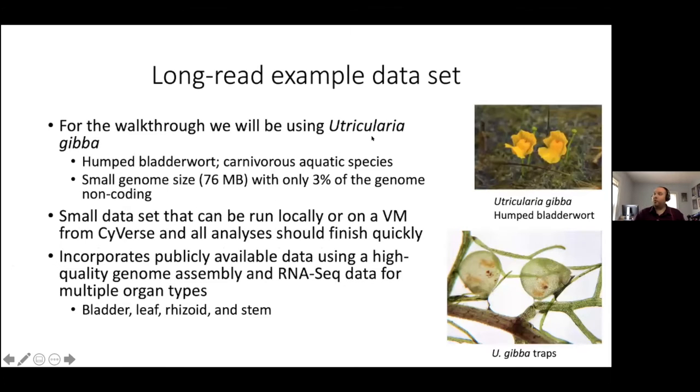And so with this tutorial that we're going to walk through before we go to lunch, we're going to be using Utricularia gibba, the humped bladderwort. It's a carnivorous aquatic species with a small genome size, which is great for running things quickly. We've also subsetted the data to make it run even faster. All of the data this workshop was built on is publicly available in the SRA and other repositories, as well as some RNA-seq data that we might be using later this afternoon for looking at some downstream analyses. So, not something that we all normally work on, but a very useful system for this workshop.